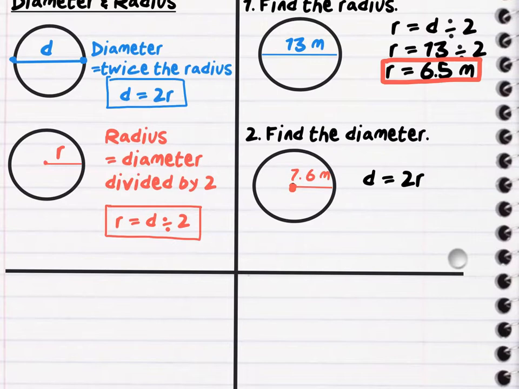So the first row is to write your formula, and then we know that the radius, which is R, is 7.6 meters. So for the second row, I'm going to write D equals 2 and then in parentheses 7.6. And then you solve this. You do 7.6 times 2. So then the diameter becomes 15.2, and then we label it meters again. So now we box our answer.